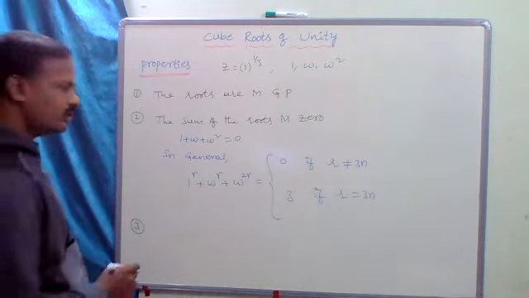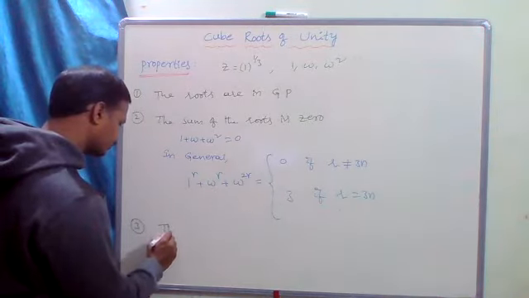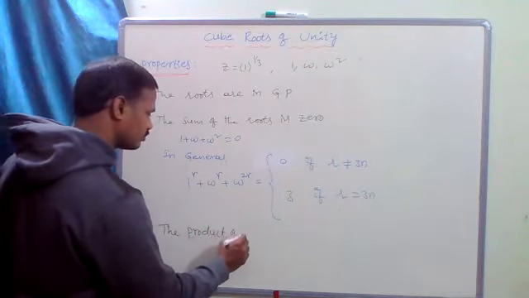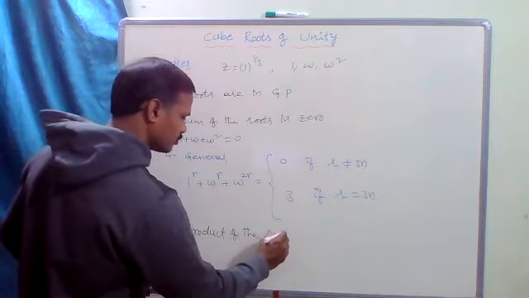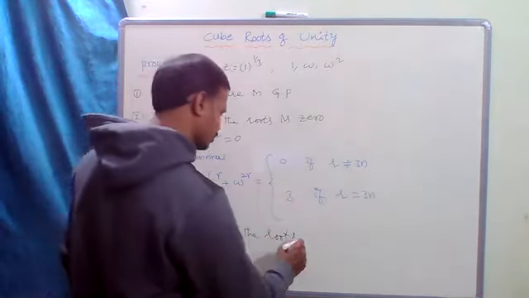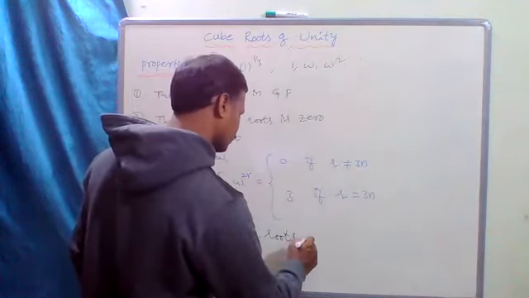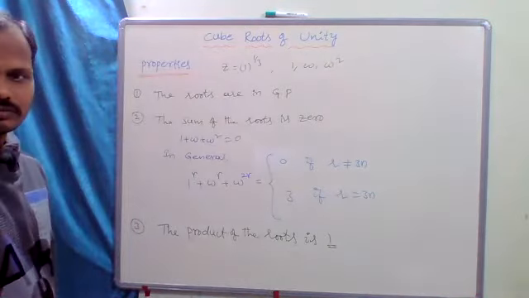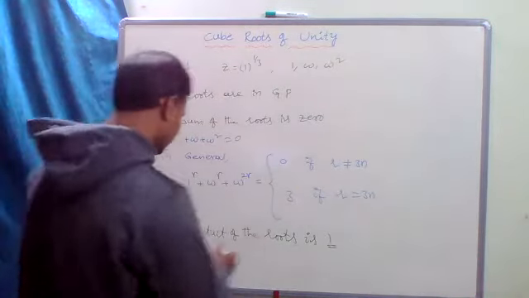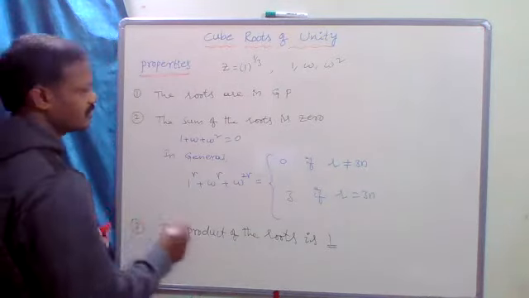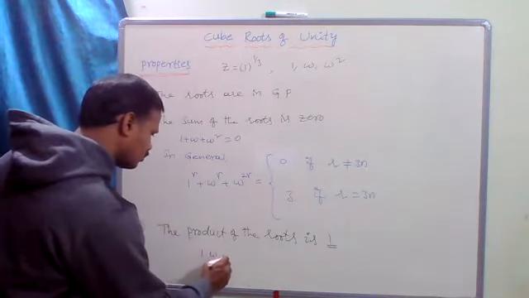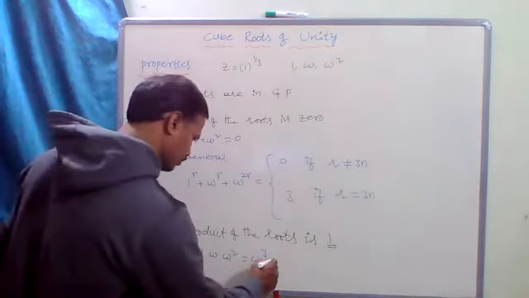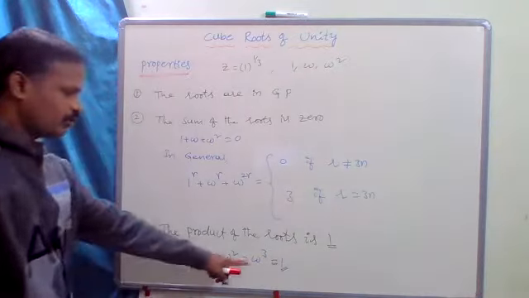So the product of the roots is 1. What is the meaning of this? The product of the roots means 1 into omega into omega square, which is equal to omega cube, which is equal to 1. So that's why omega cube is equal to 1.